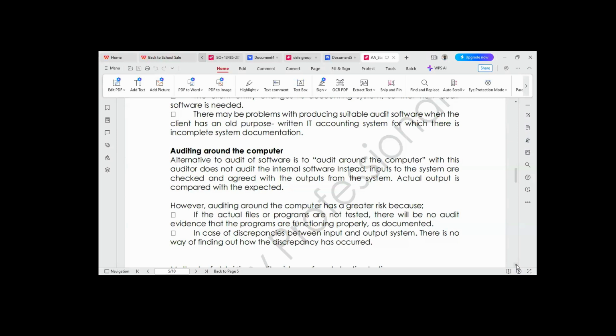You are not concerned as to how they arrive at those figures. That is not your business. That's none of your business as an auditor. That's what you mean by auditing around the computer.